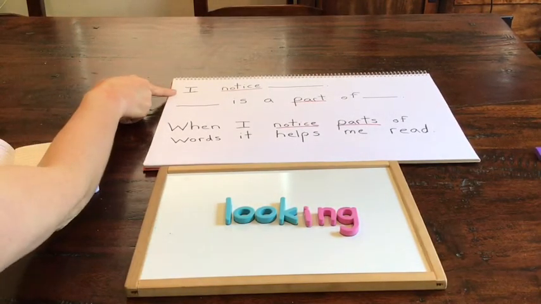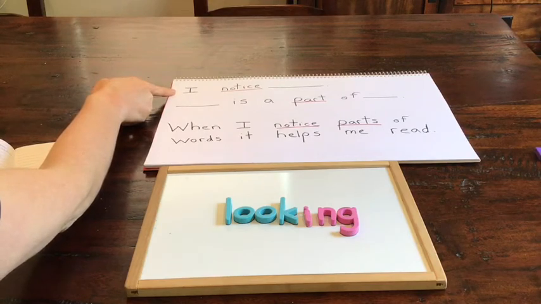Here are the sentences we're going to use today as we look at word parts.